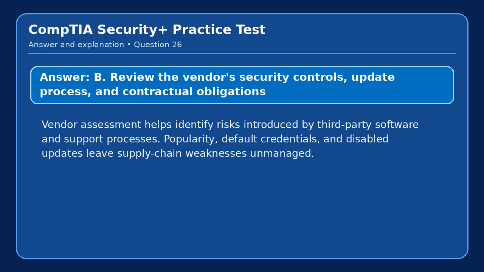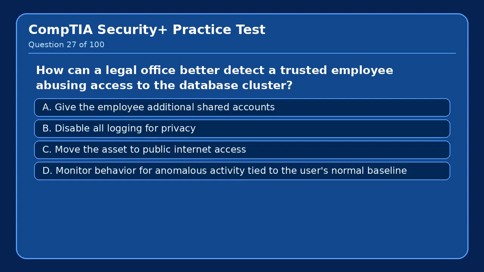The answer is D. Monitor behavior for anomalous activity tied to the user's normal baseline. User and entity behavior analytics can reveal insider activity that differs from expected patterns. Reduced logging, shared accounts, and public exposure make abuse harder to detect and contain.